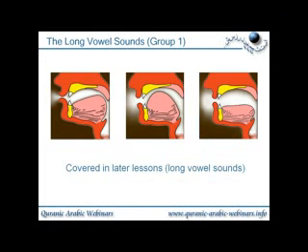So we're going to look at all the letters being pronounced with sukoon in their groups. The first group, which we call group 1, involves the long vowel sounds, and we'll cover that when we get into the lesson on the long vowel sounds.